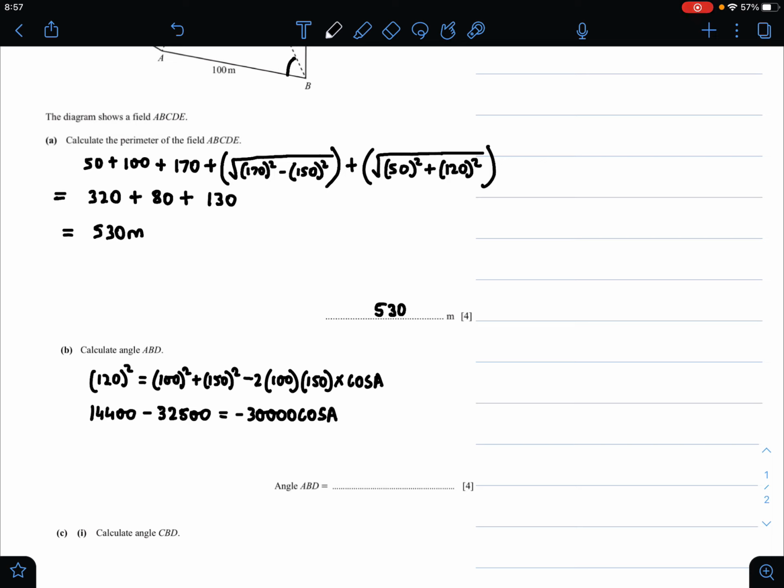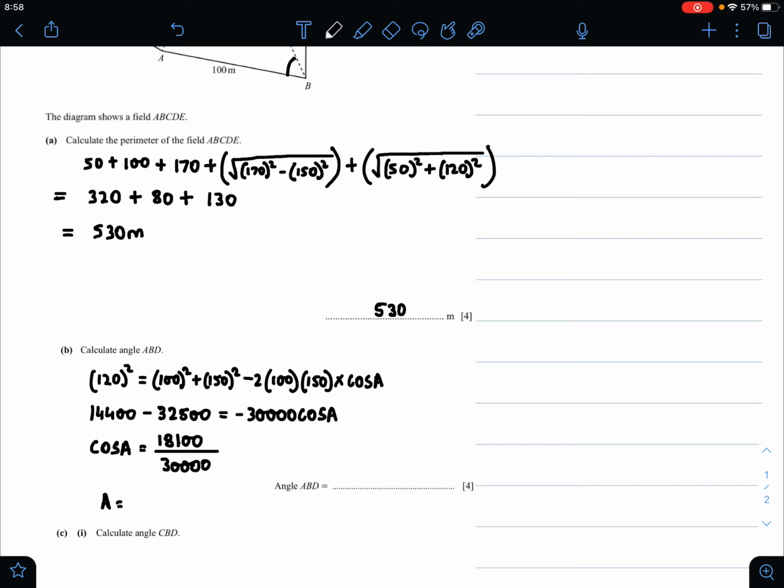Therefore cos A will be equal to 14,400 minus 32,500 divided by 30,000. So that would be 14,400 minus 32,500. So cos A would be equal to 18,100 divided by 30,000, since the minus and minus get cancelled from each other. Therefore A would be equal to cos inverse of this fraction, because when you take a function to the other side of the equation, it becomes the inverse of the function.